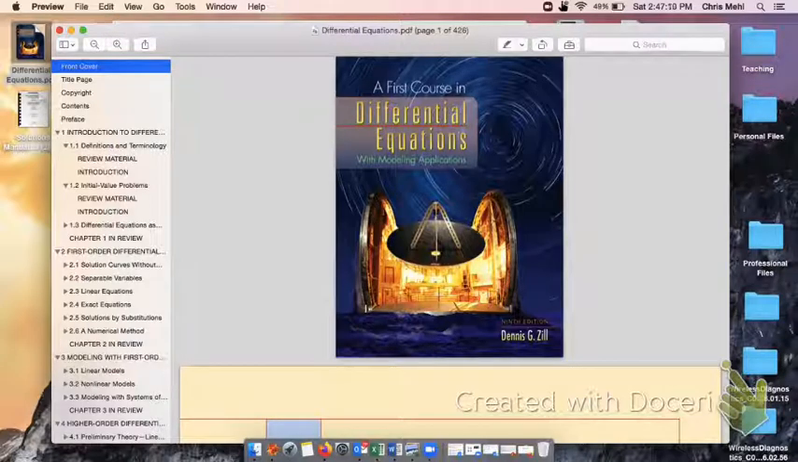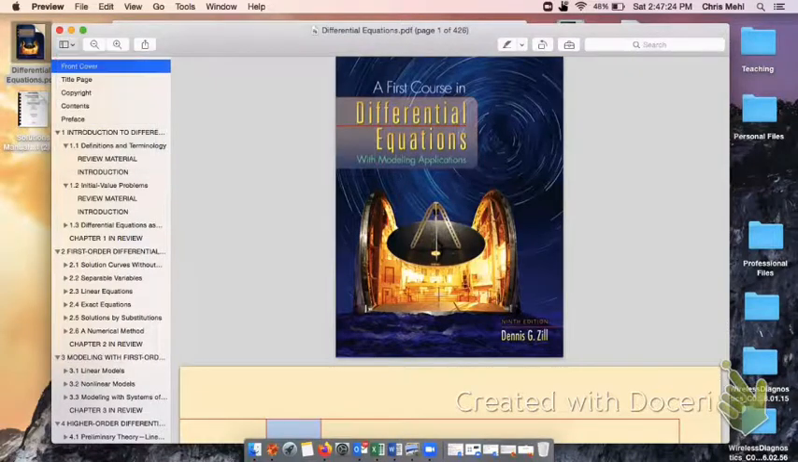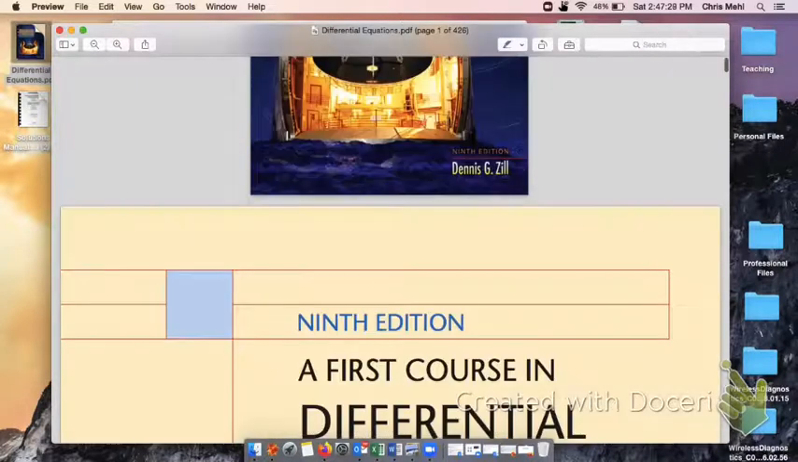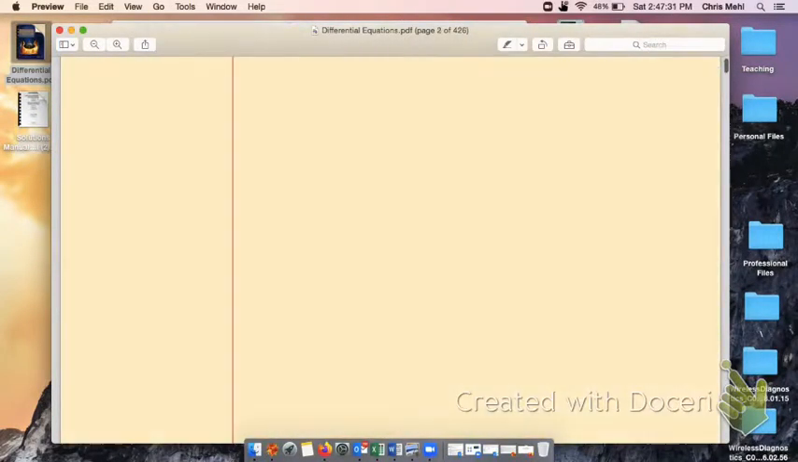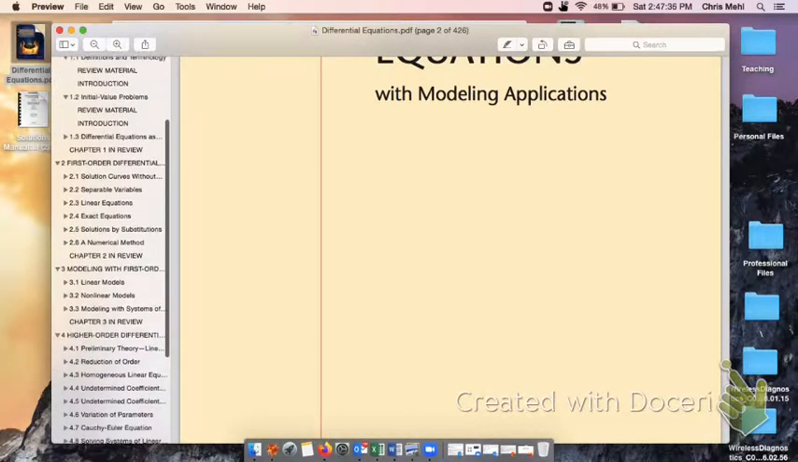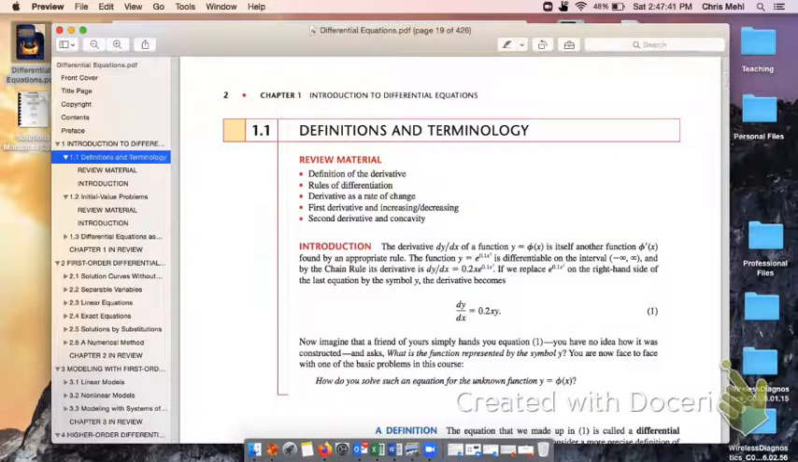This is a free PDF of the textbook that I found online. When you first open the PDF, it may seem like it's just scrolling page by page, but there is a table of contents tab that can bring you to any section in the book. Today we're going to talk basically just about section 1.1, definitions and terminology.